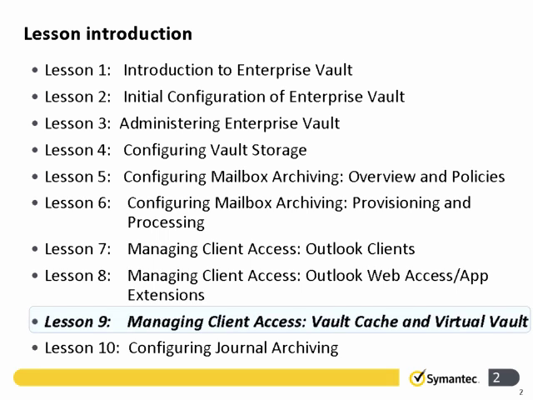We've been working through 3 lessons here that dealt with how the clients are going to access their archives once we've set up the mailbox archiving. In this lesson, we're going to look at Vault Cache and Virtual Vault. These work in conjunction with the Outlook add-in that we had discussed in Lesson 7.